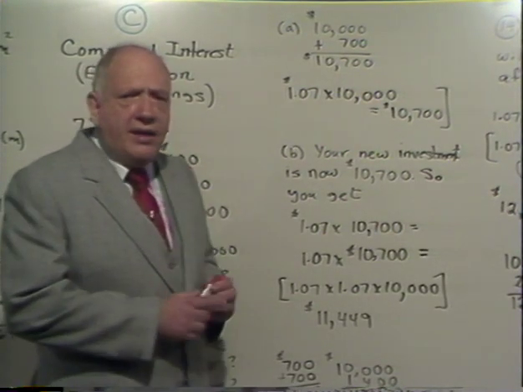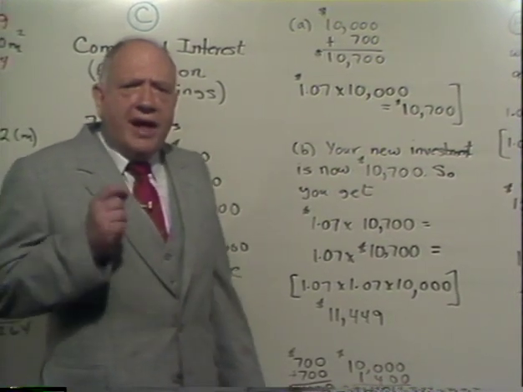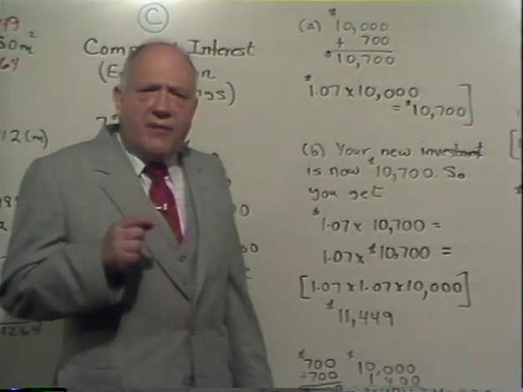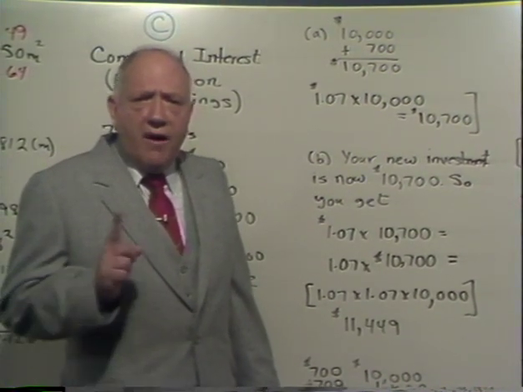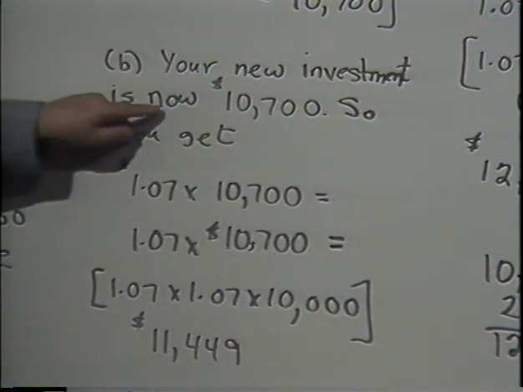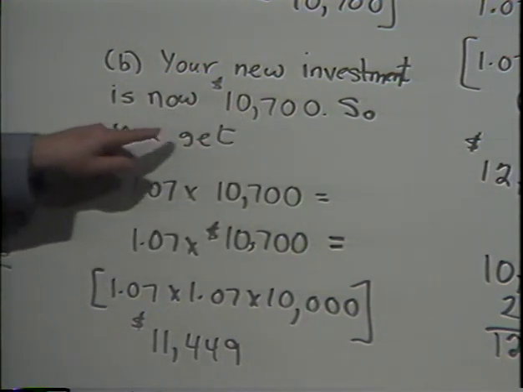Now, part B said, how much do you have after 2 years? Here's the tricky part. You see, at simple interest, if you got $700 interest 1 year, you're going to get $700 interest the next year. But on compound interest, you no longer have $10,000 in the bank. What you have in the bank now is $10,700. So now you make what?